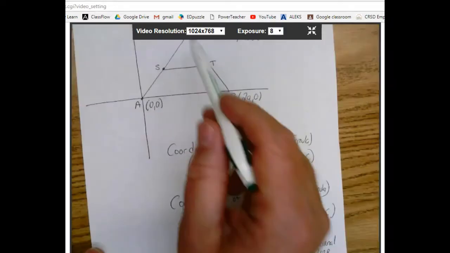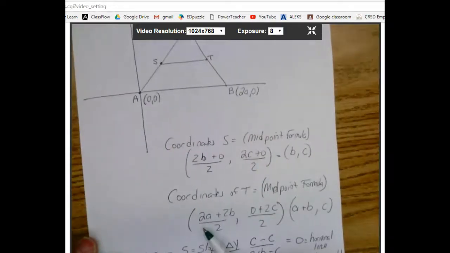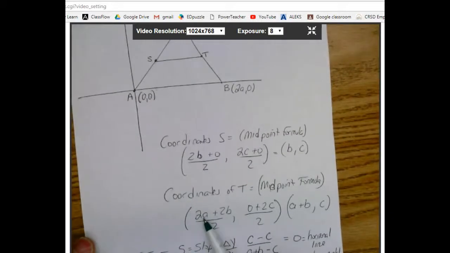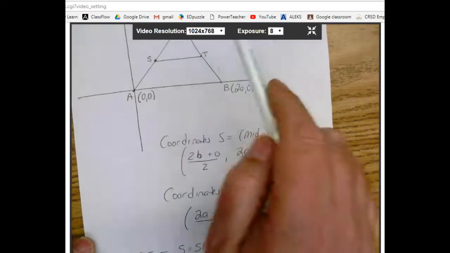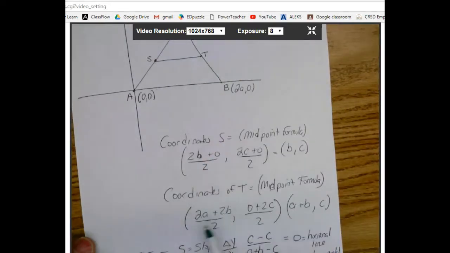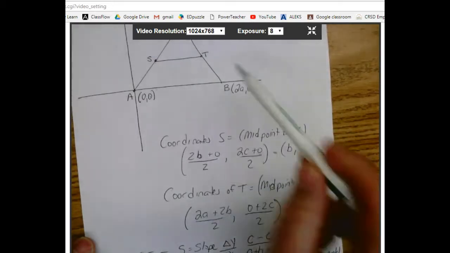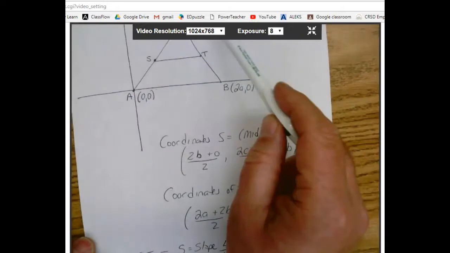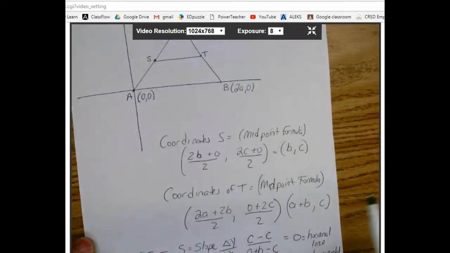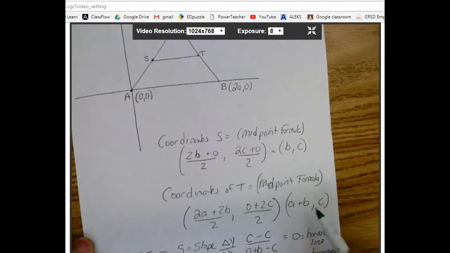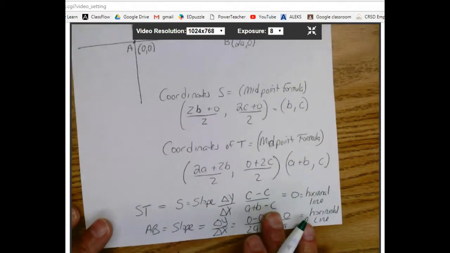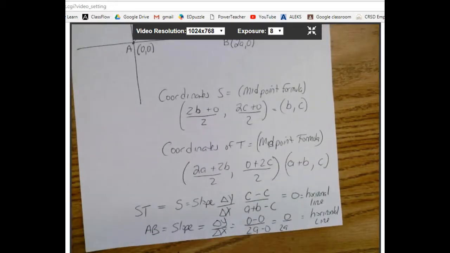Then for the coordinates of T, we do the same thing. We have 2a plus 2b, divided by 2, and for the y's, 0 plus 2c, divided by 2. When we do that, we get (a plus b, c). We then find the slope for each line.